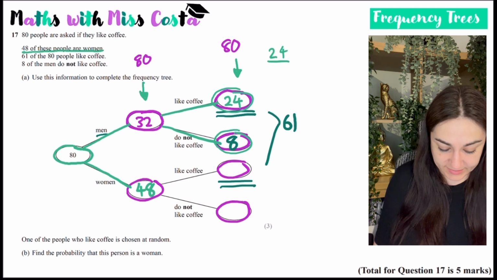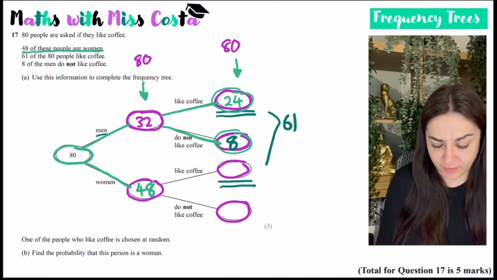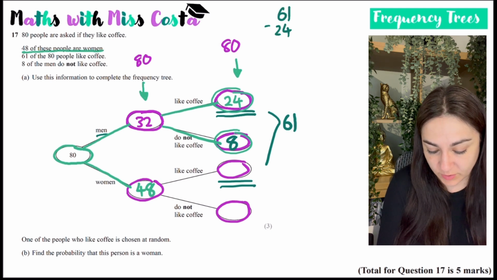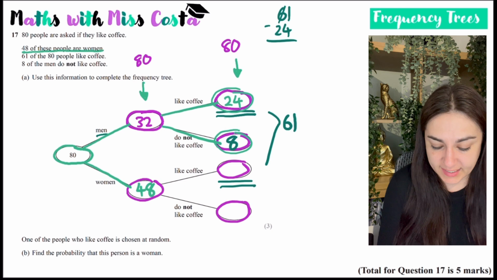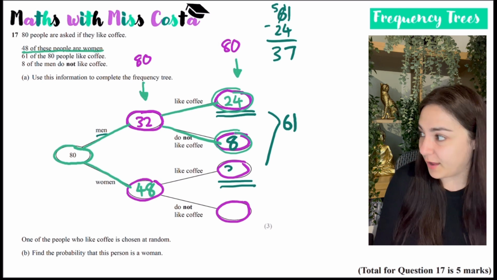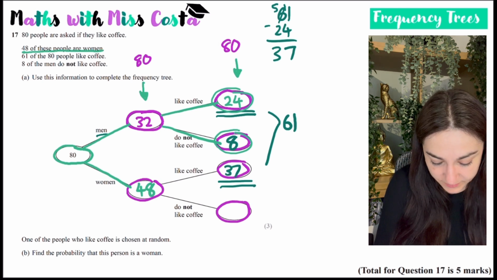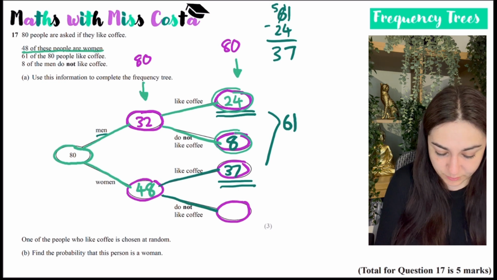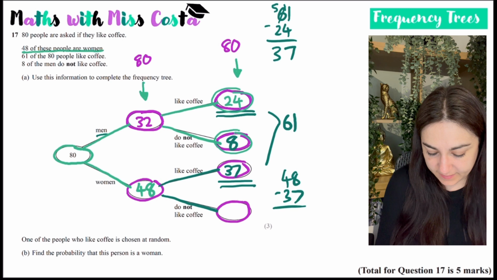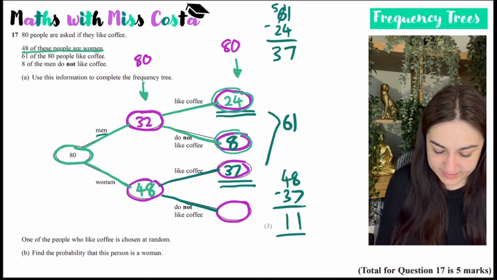And then I can use the other information I've been given, which is that the people that like coffee add up to 61. So I can do 61 take away 24. So that would be 11 take away 4 is 7, and 5 take away 2 is 3. So that would be 37. And then I know that these two branches must add up to make 48. So 48, take 37, 8 take 7 is 1, so that would be 11.